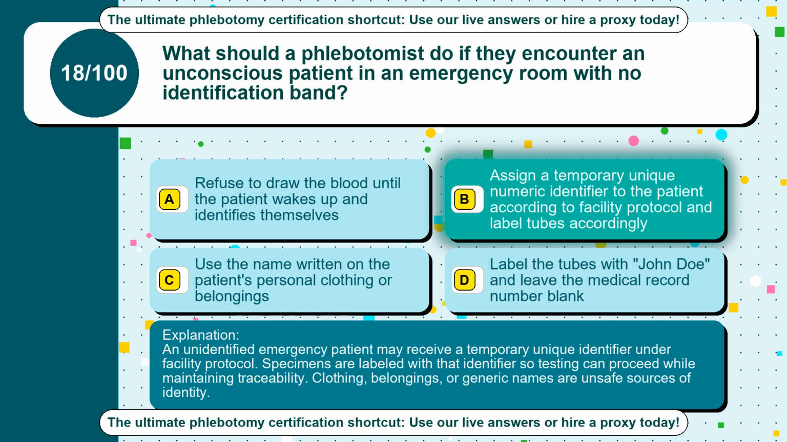An unidentified emergency patient may receive a temporary unique identifier under facility protocol. Specimens are labeled with that identifier so testing can proceed while maintaining traceability. Clothing, belongings, or generic names are unsafe sources of identity.